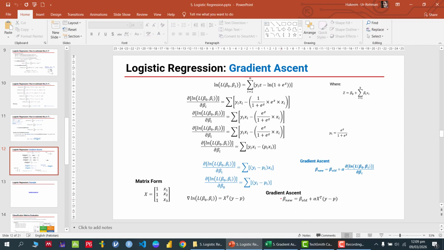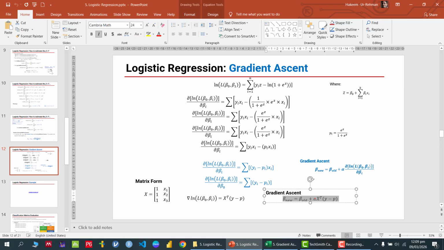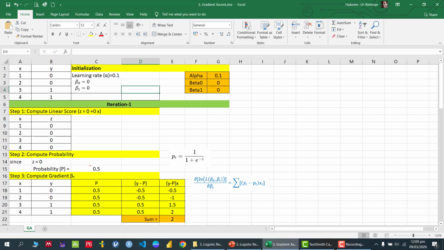Now that we have these derivatives, we can find the new beta. For that, I have taken a very simple example. We have these four data points with only one input feature, with values 1 up to 4, and y is equal to 0, 0, 1, 1. For the initialization, I have taken the learning rate alpha, which is 0.1, and the initial parameter values beta naught and beta 1 are 0 and 0.